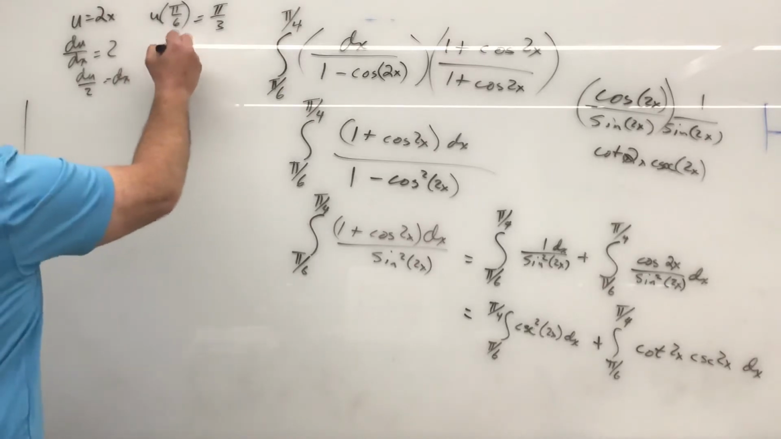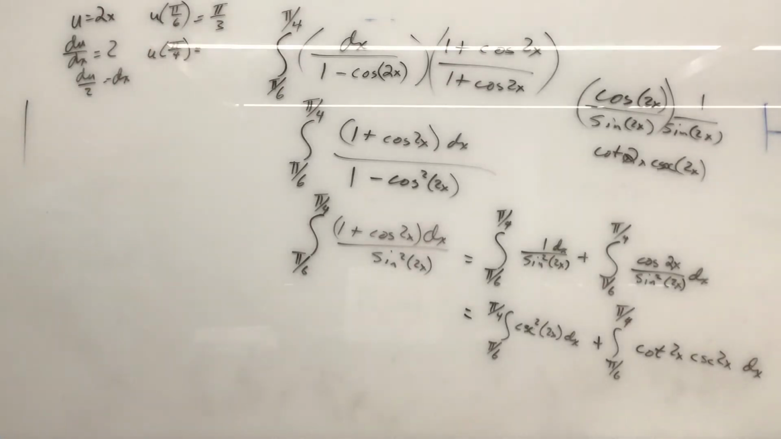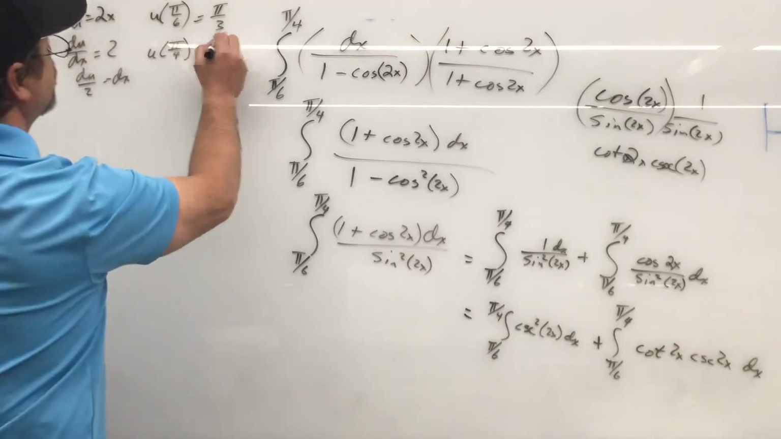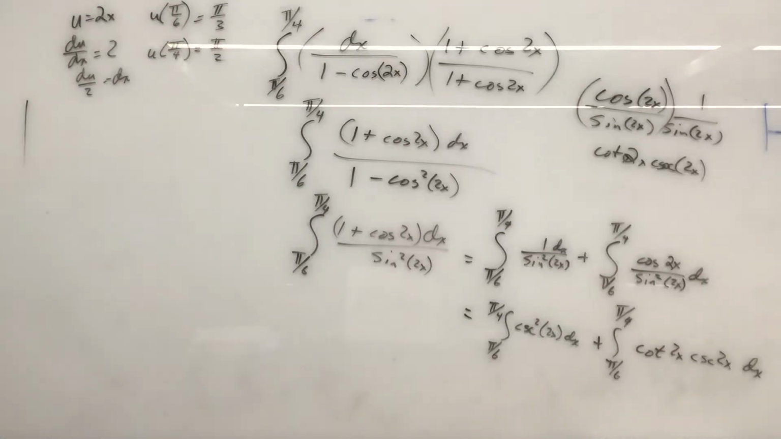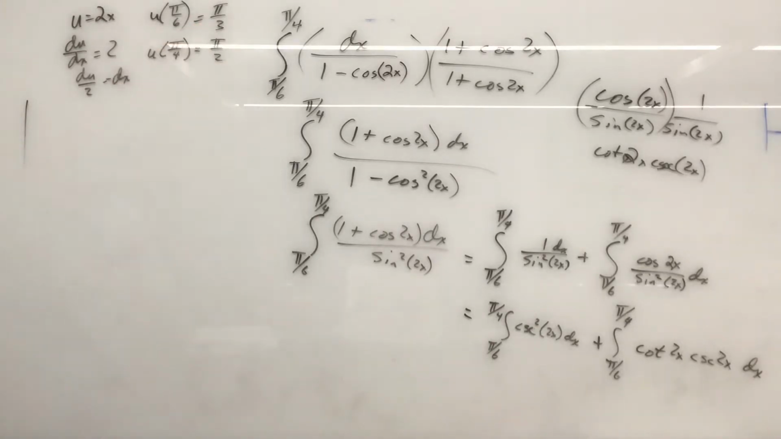And what is u of pi over 4? Again, if I put pi over 4 in there, I get pi over 2. Oh, I'll get myself in trouble. I just made up those limits. So pi over 2, pi over 3, those become my new limits.